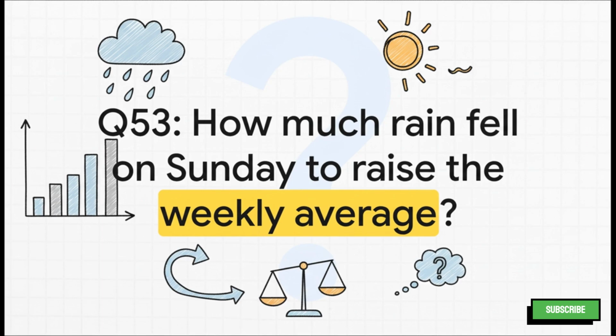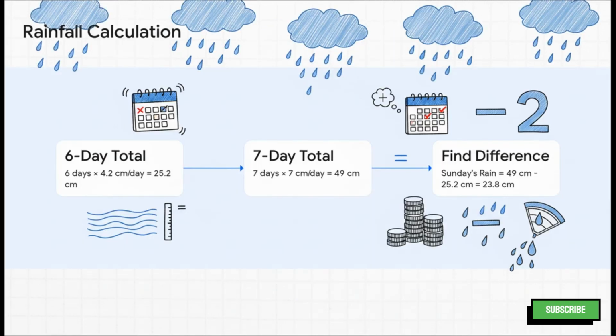It might seem a little tricky, but the secret is just to work backward from the averages they give you. Let's break it down. The logic is super straightforward. Step 1, we find the total amount of rain that fell over the first 6 days. Just multiply the days by the average.